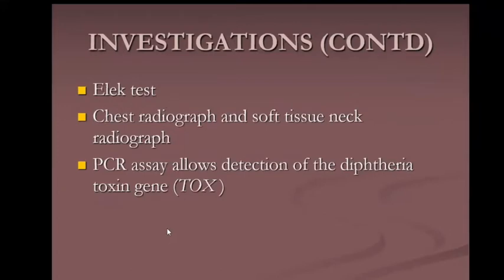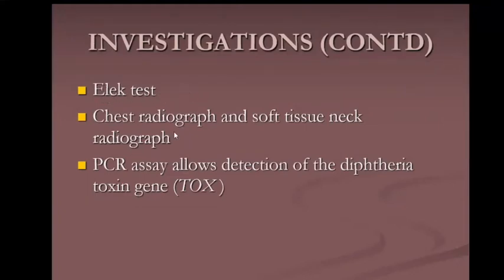Then the Elek gel precipitation test, which will differentiate pathogenic from non-pathogenic strains. Generally, the bacteriophage is there, so if a non-toxigenic diphtheria comes into contact with the phage carrying the toxin gene, it can also become toxigenic. Direct demonstration is done in the culture in low iron medium and staining, and then to demonstrate the toxin.